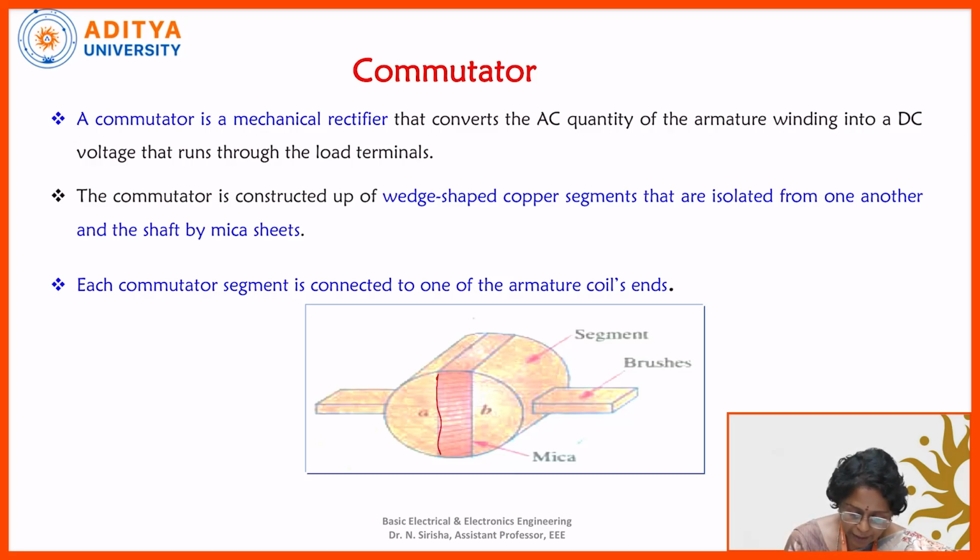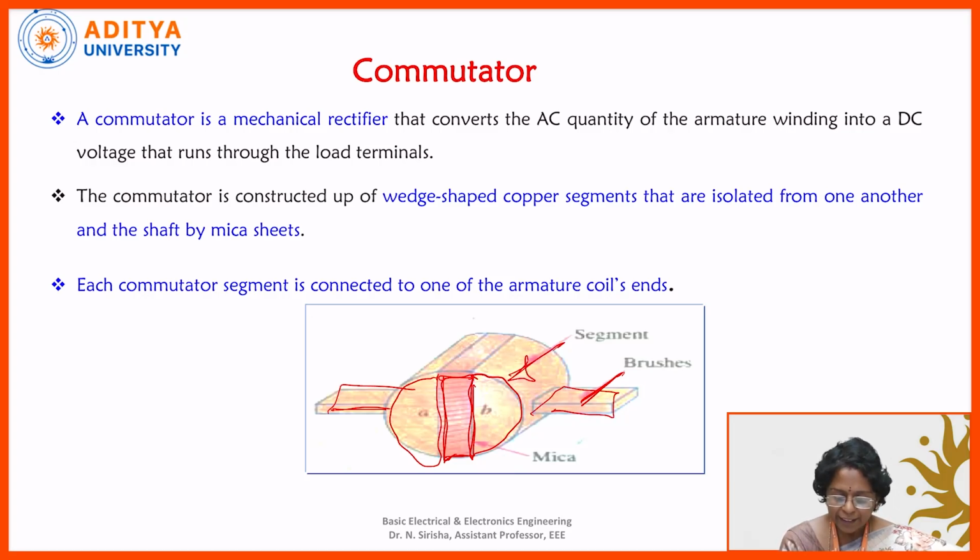See, this is one segment, this forms one more segment, and this is the mica sheet which separates these two segments, and these are the brushes from the commutator. These are the two brushes which are connected to the commutator. This part forms the commutator segments. These commutator segments are connected to each of the armature coil ends.